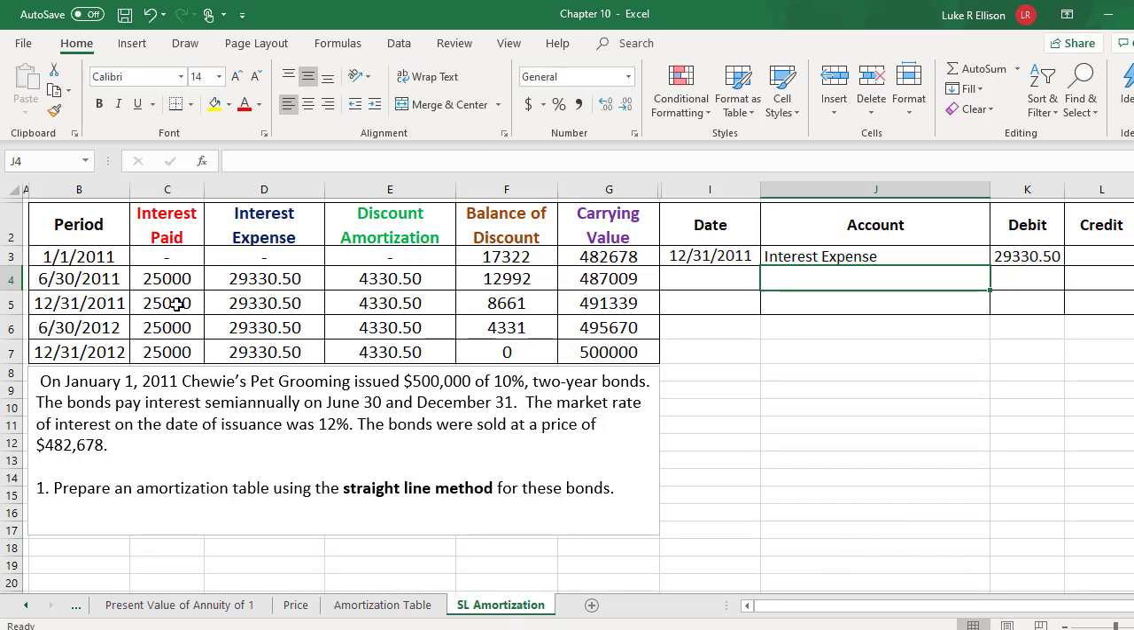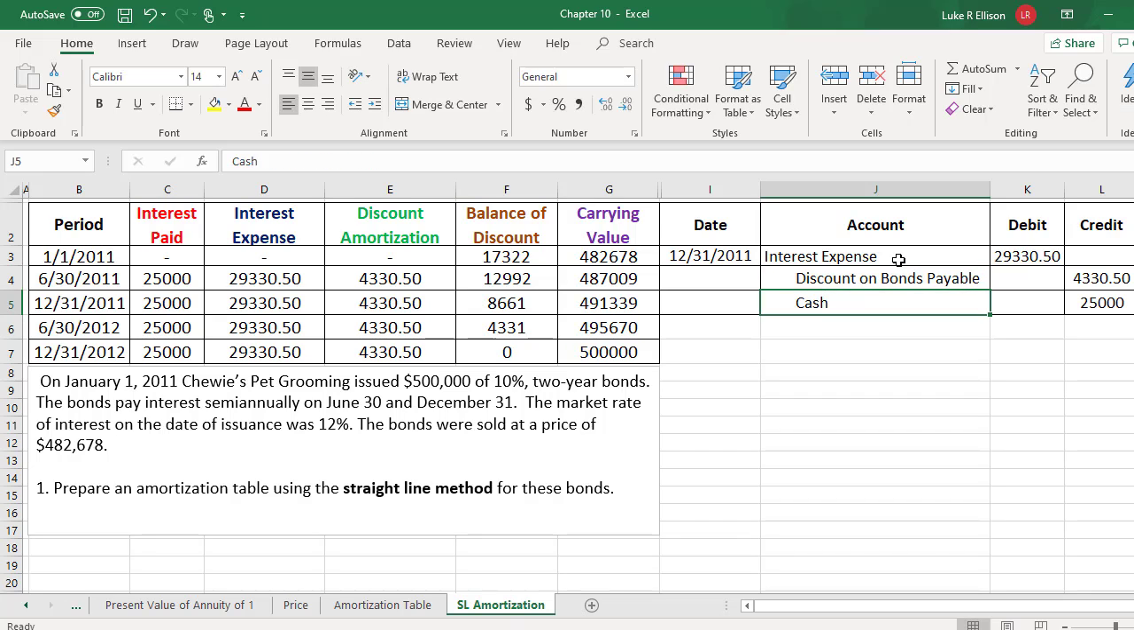Next, we know that we have interest paid of $25,000. Now if that's paid, that's going to have to be cash. So we're going to have to credit cash for $25,000 to decrease that account. And then finally we have the discount amortization, which is $4,330.50. And that's going to have to go on the credit side to balance out this journal entry. And that's the account discount on bonds payable.